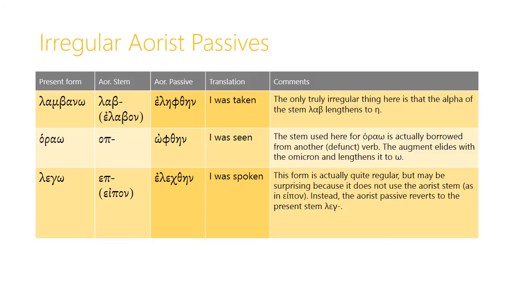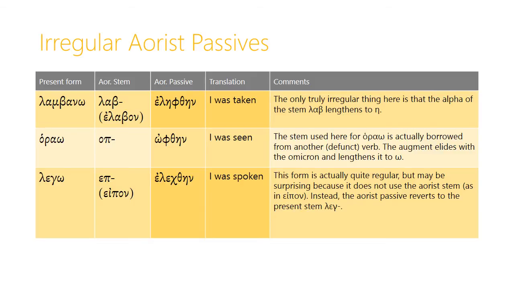Well, we have a little bit more irregularity here. The alpha of lab lengthens to an eta, even though it's not at the end of the stem. And then, less surprisingly, the beta, which again is part of that P class, B class set of consonants, goes rough or fricative in front of the theta. And so we get elephthane, slightly irregular. That means I was taken or I was received.